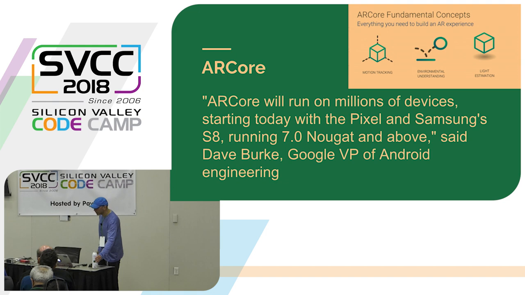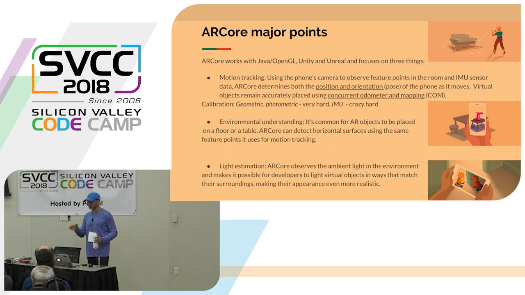ARCore can do motion tracking, which means as you're walking around, it knows where certain objects are in the space. It does environmental understanding, which is important for us when we want to put anchors down, and then light estimation, because if you don't get the lighting right, your mind just doesn't believe in it. So the major pieces of ARCore are, it does position and orientation.